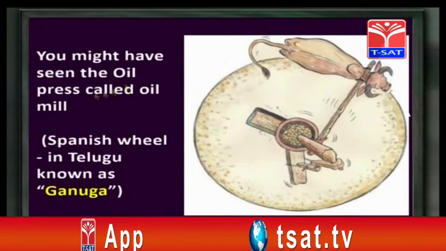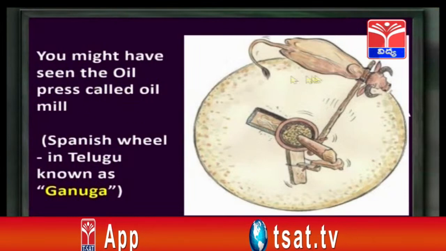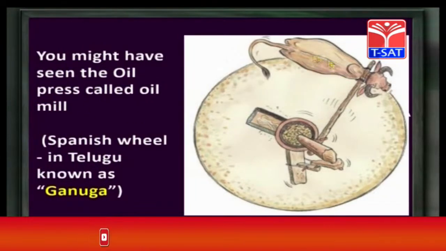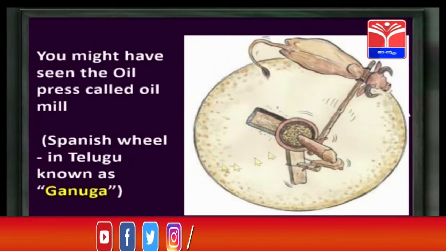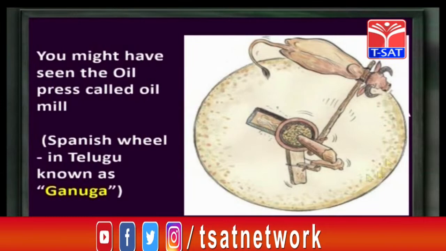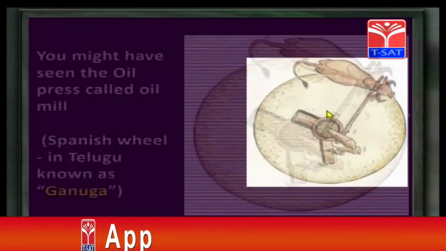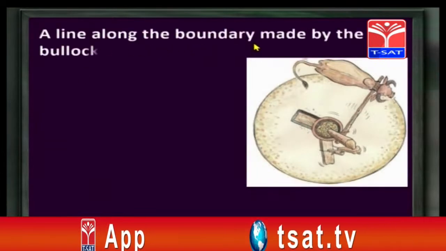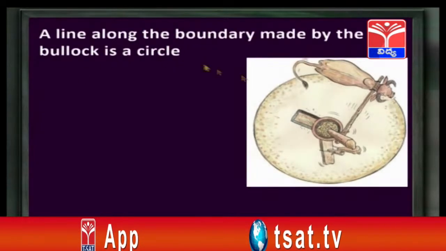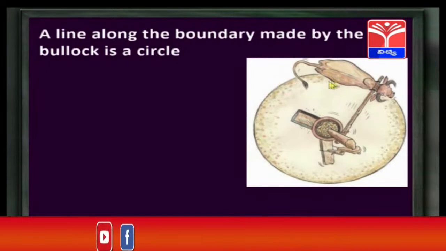You might have seen the oil press called an oil mill. In this is the oil press, and one bullock will rotate like this so that oil will come out. This is called a Spanish wheel, or in Telugu we call it Ganuga. A line along the boundary made by the bullock is a circle. The bullock rotates like this, making a circle.